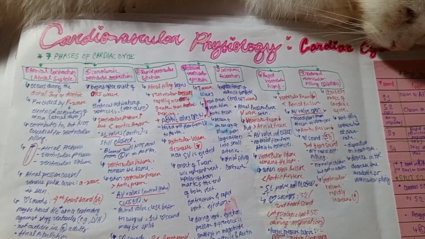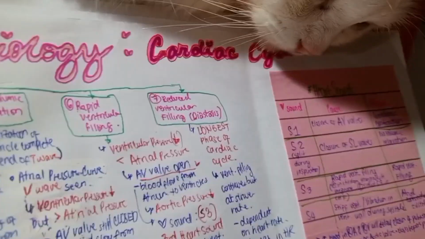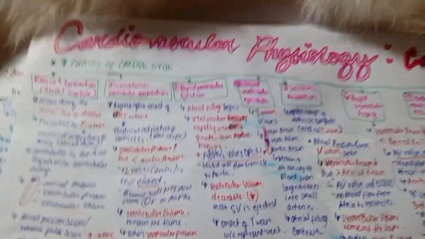For today we'll be discussing cardiovascular physiology, and our topic is the cardiac cycle. The cardiac cycle has 7 phases.